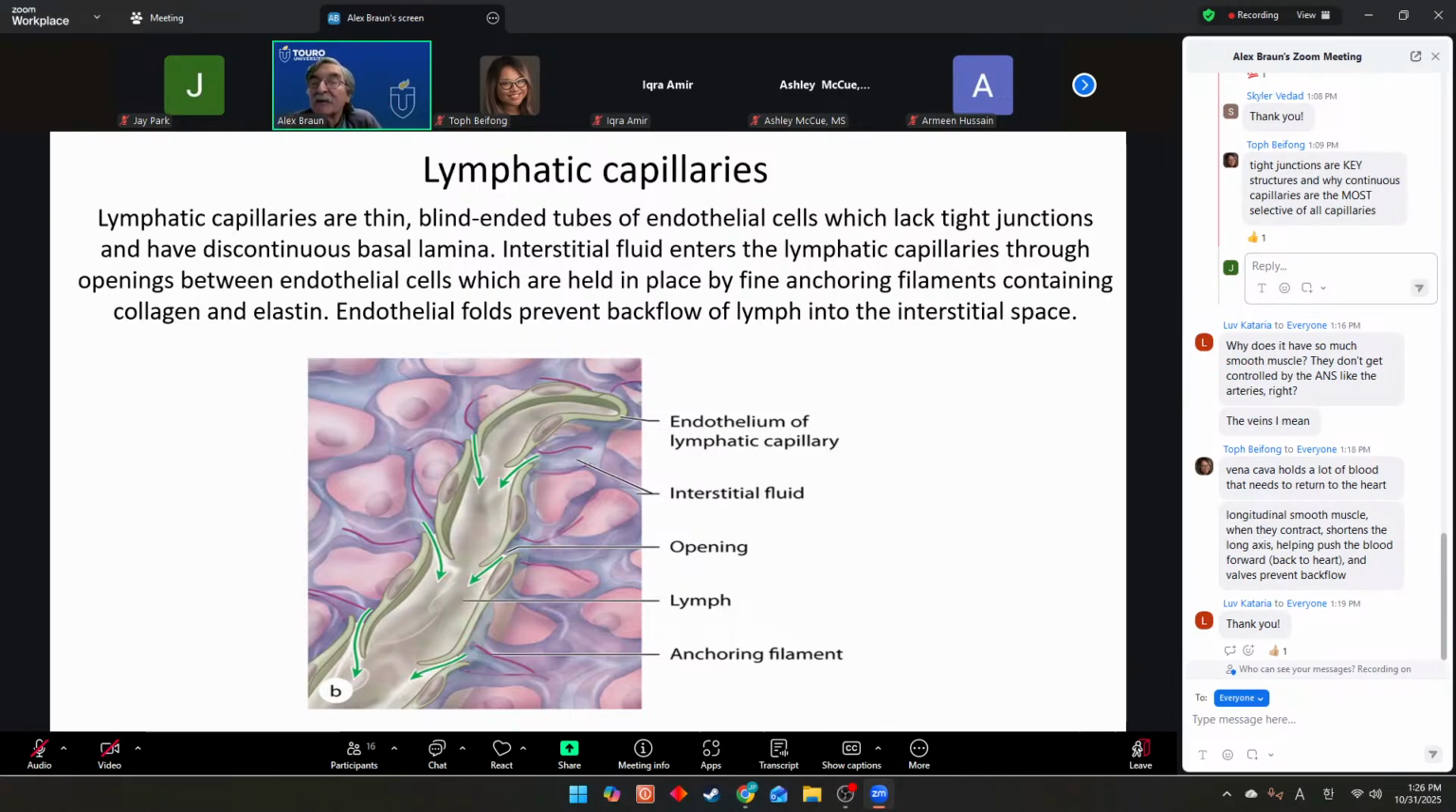Now, in terms of lymphatic vessels, there may be a little bit of smooth muscle in the wall of these vessels, but much of the contractile force for movement of lymphatic fluid back towards the venous system and back towards the heart comes from contraction of muscles and movement of tissues, by exercise and various movements of the body.